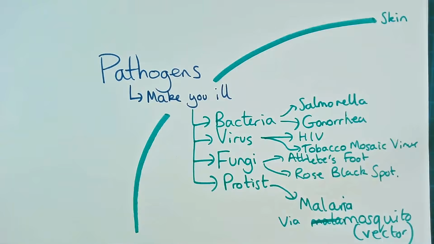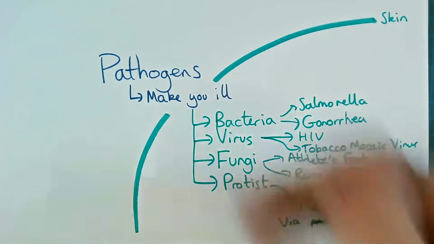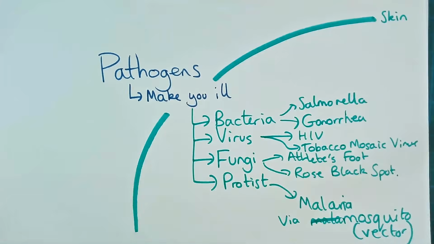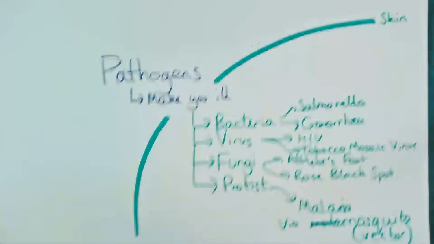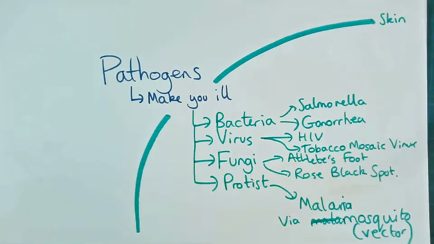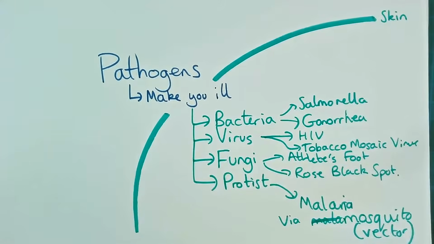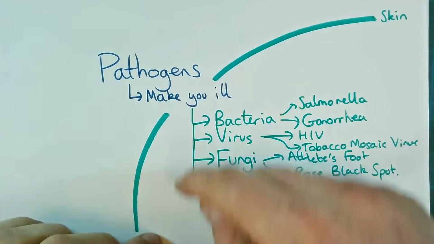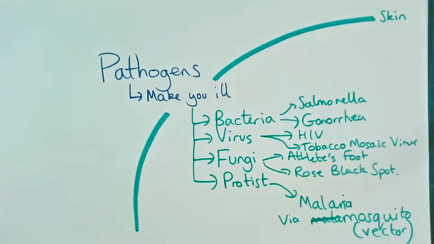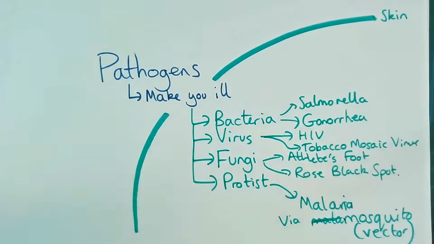So I've got skin. That is a physical barrier. It stops anything getting in. Lots of people start talking about scabs. That's what happens when there's a break in the skin, and you stop things getting in. But skin is our good barrier.